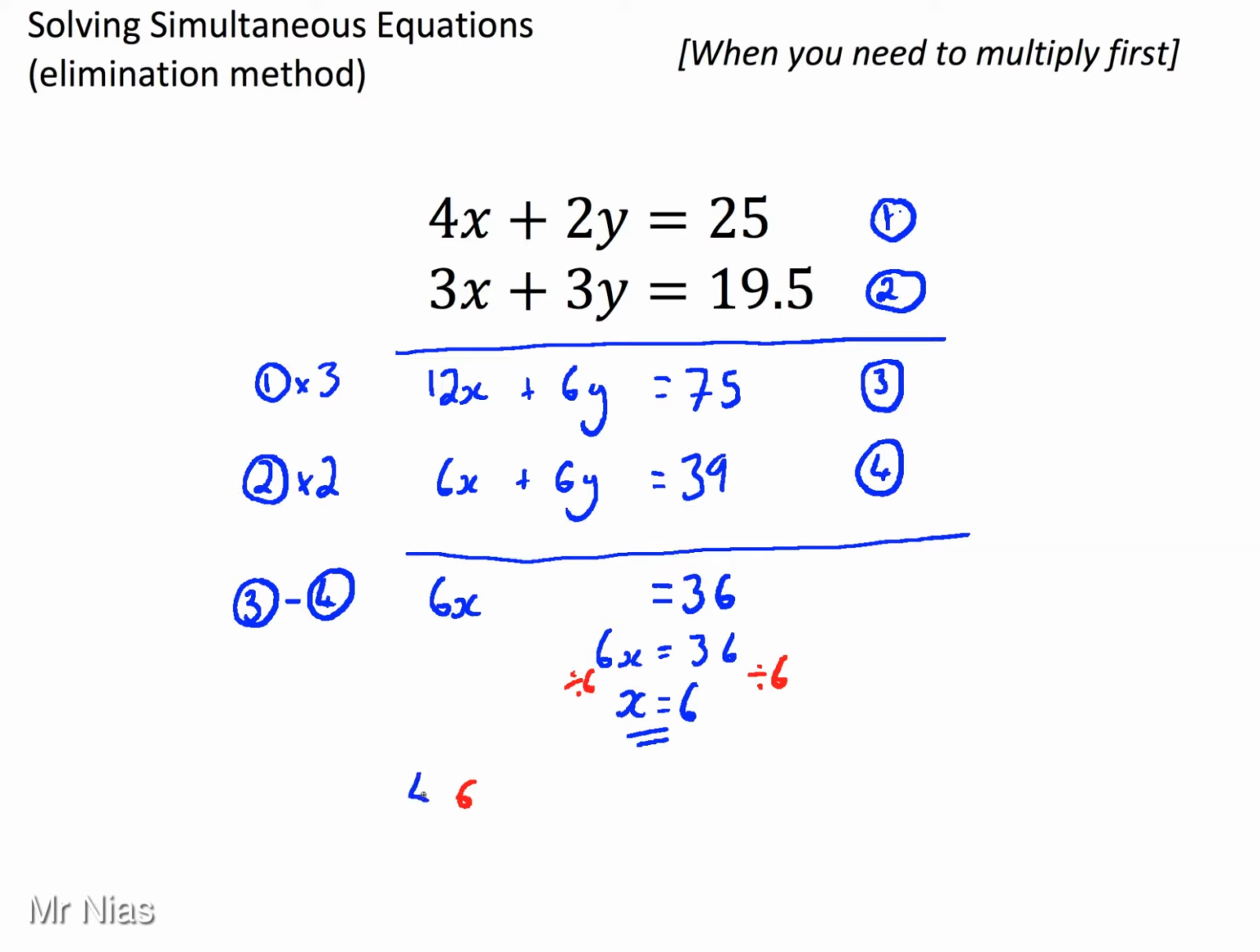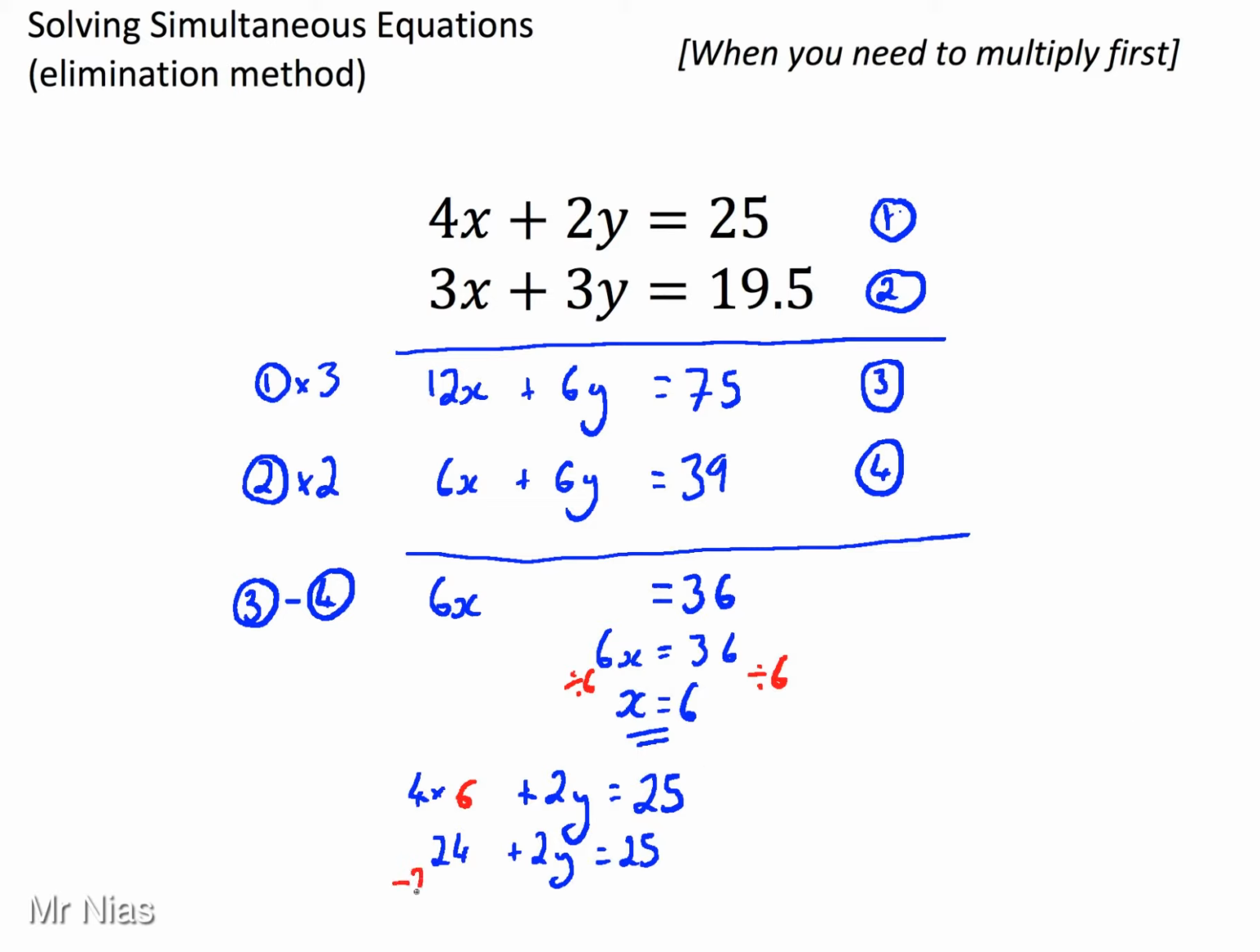And so I have got 4 times by the 6, because it's 4x, and I've got 2y, so I add the 2y, and 25. That is just equation 1 with x swapped for 6 for its value. Well, 4 times 6 is 24, plus the 2y apparently equals 25. It's not completely obvious at this point what the value of y is going to be, so let's keep going with the official route.